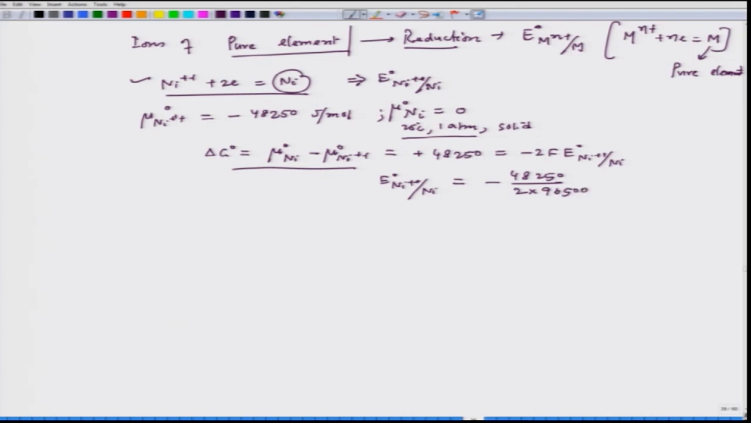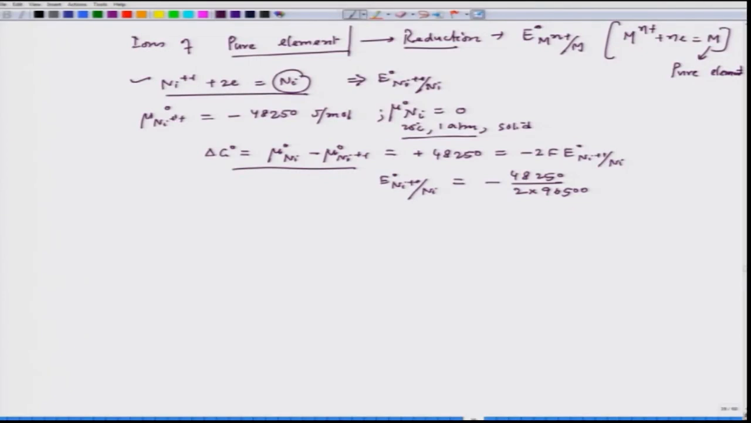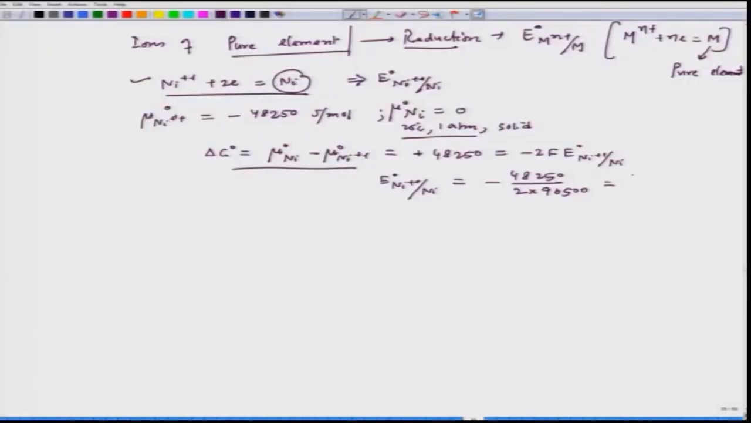96500, F, which is the 1 Faraday, which is nothing but 96500 coulomb. So, you know how we get it, it is basically the charge of Avogadro number of electrons. So, if you multiply Avogadro number into the charge of an electron, you get this number. It is not going to be exactly this 96500, rather it will be 96488, something around that. So, it is rounded off and then we get 96500 coulomb. So, now you will get this value to be around minus 0.25 volt.